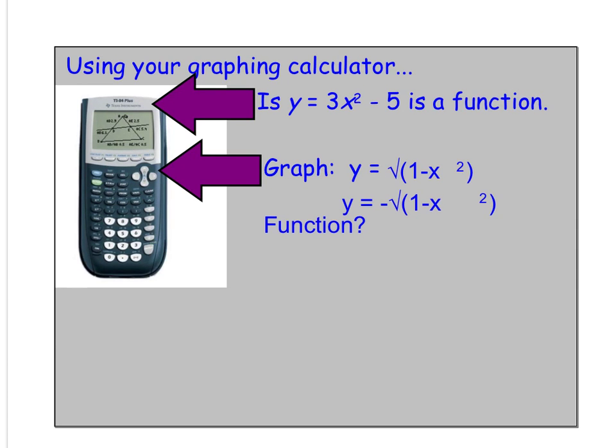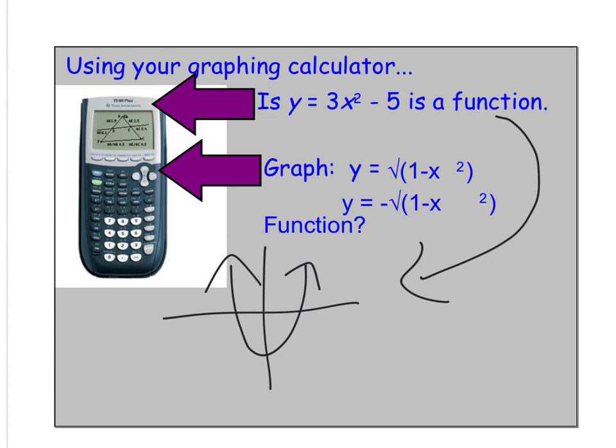So if you take a look at your graphing calculator, if I put that in and graph it, 3x squared minus 5. So take a second, graph it. This one is going to look something like this. All right, that one's going to be a function, yes. Okay, because I can draw a vertical line, and I'll only hit the graph once.